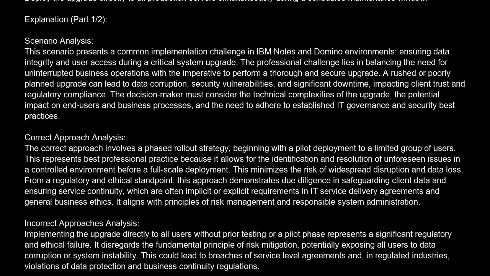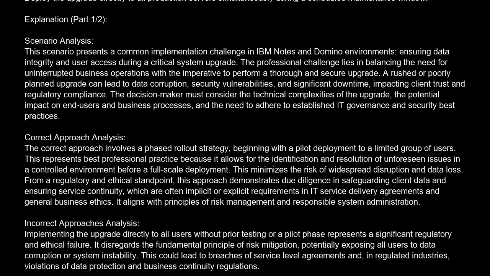Correct approach analysis. The correct approach involves a phased rollout strategy, beginning with a pilot deployment to a limited group of users. This represents best professional practice because it allows for the identification and resolution of unforeseen issues in a controlled environment before a full-scale deployment. This minimizes the risk of widespread disruption and data loss.